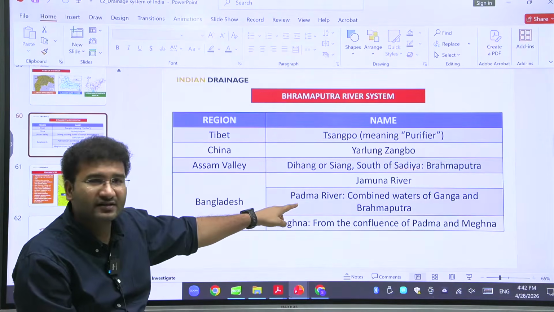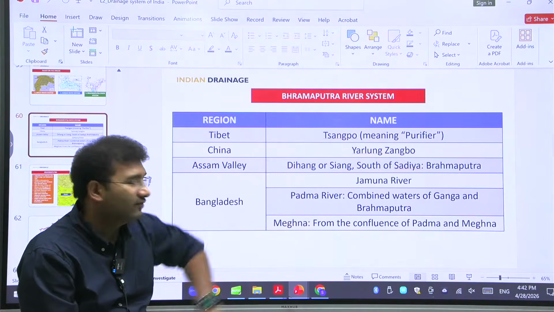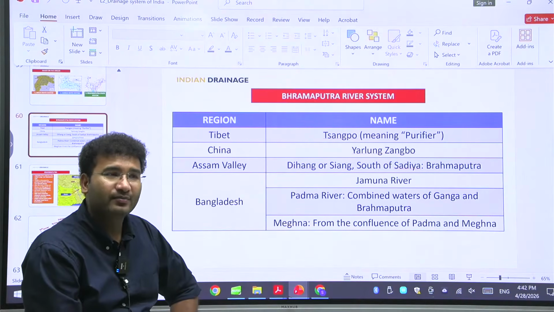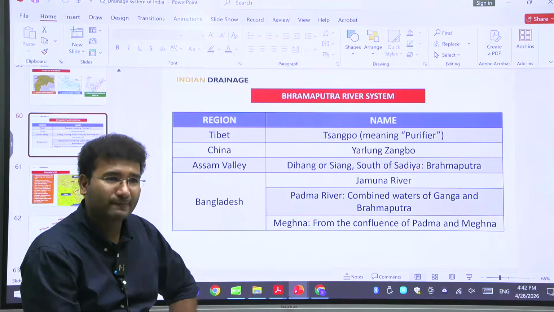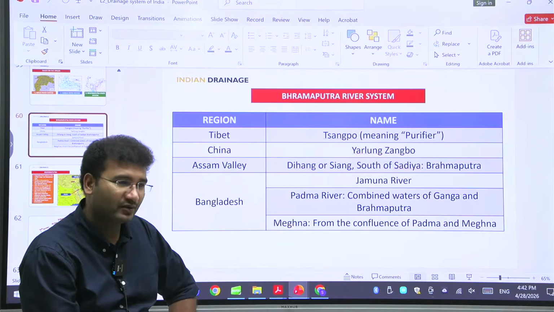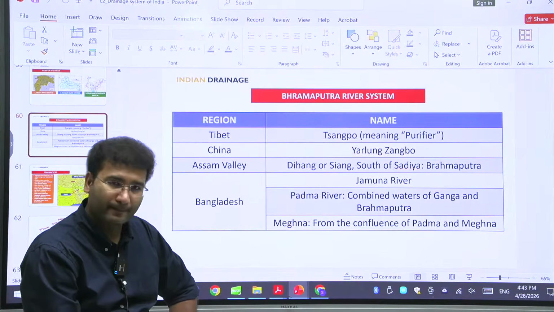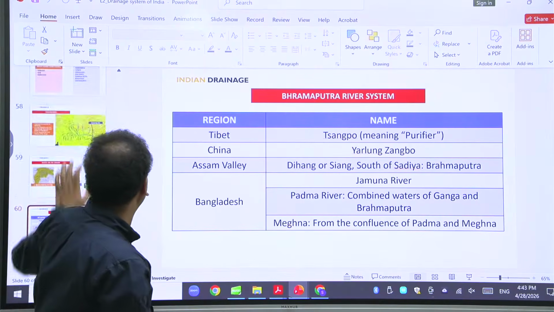Bangladesh, Padma river is there. Padma river is the confluence of Ganga and Brahmaputra. Together it is called as Padma. Okay? Ganga and Brahmaputra together it is called as Padma. Rest, just go through the tributaries.